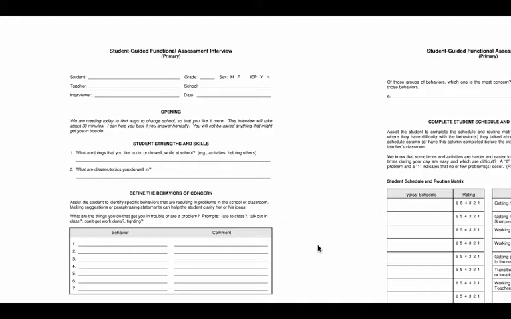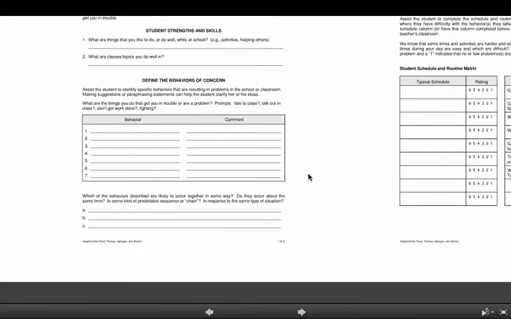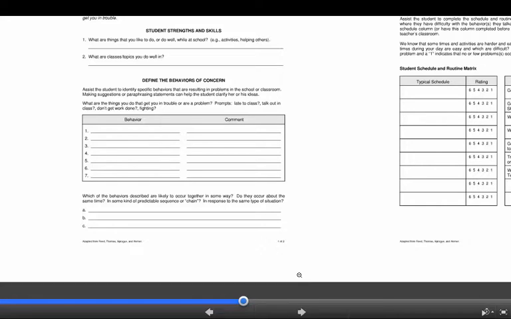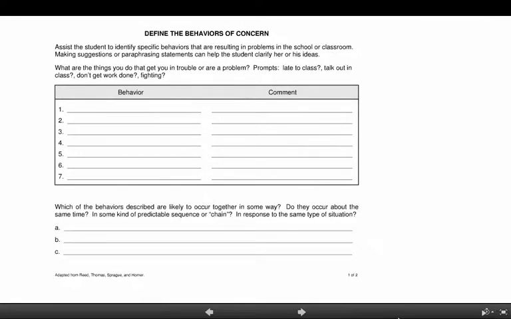But by way of example, this is one of the tools that can be used for the purpose of interviewing an individual. So this is an indirect assessment because it's not deliberately manipulating consequences in the environment. We are gathering information in the context of this assessment. So as you can see here, the individual is being asked questions. What are the things you do to get you in trouble or are a problem?